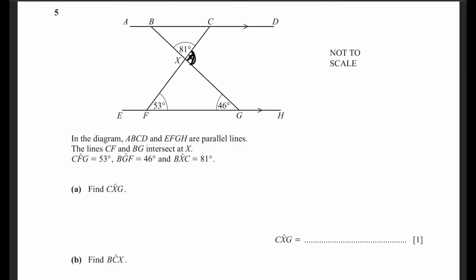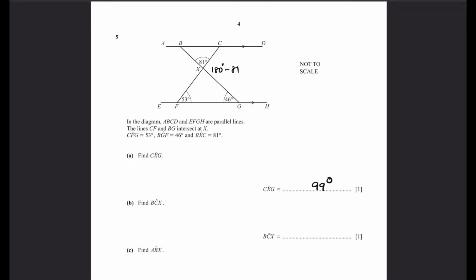It's a very simple case. These two angles together make 180 degrees. I mean this complete angle is 180 degrees. So it can be 180 degrees minus 81, which is 99 degrees. Now we are going to find out BCX, this angle. This angle and that angle are equal, I mean alternate angles. So we can write it as 53 degrees.